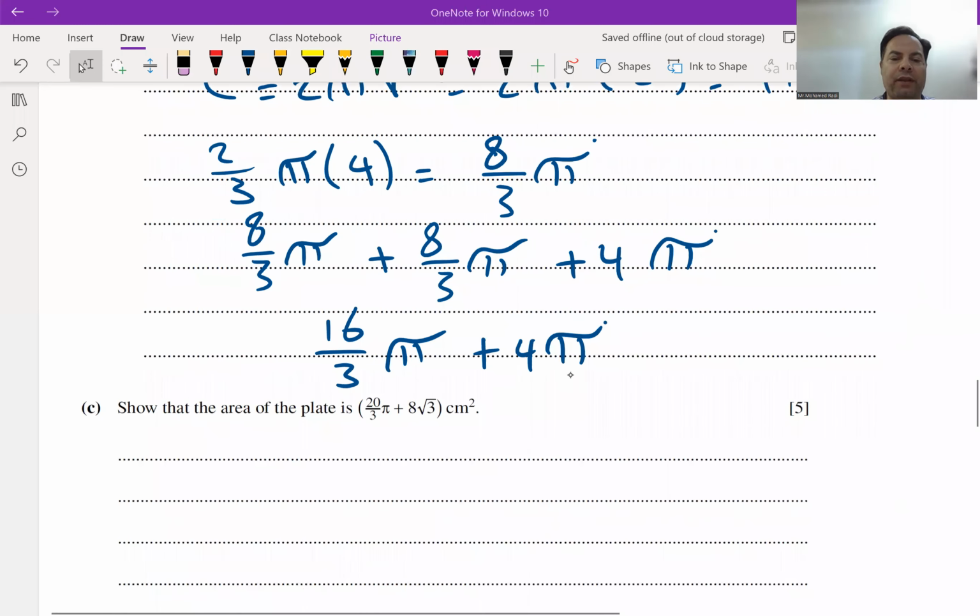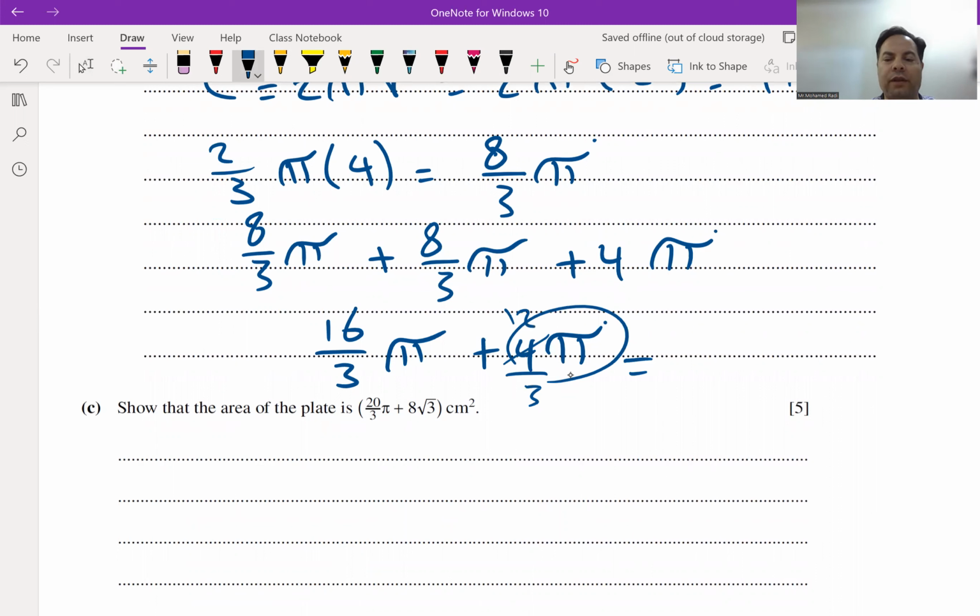You can keep it like this, but because they are like terms, you can add by getting the common denominator. So 16 and 12 will be 28 over 3 pi. This is the final answer simplified.